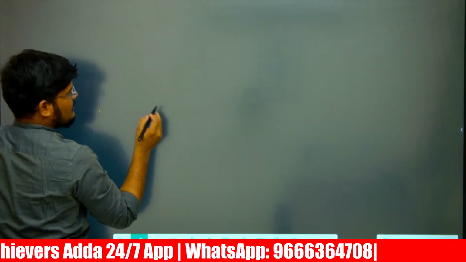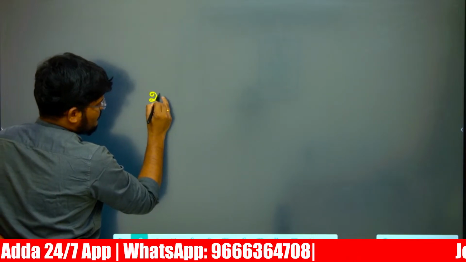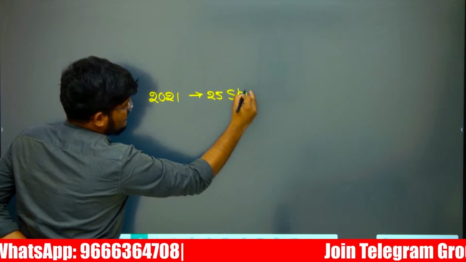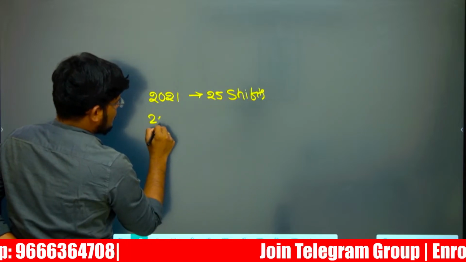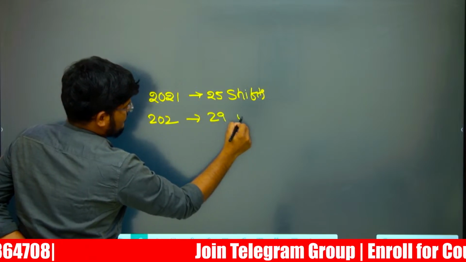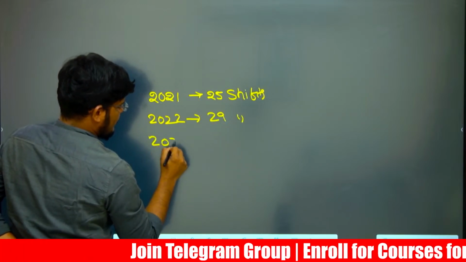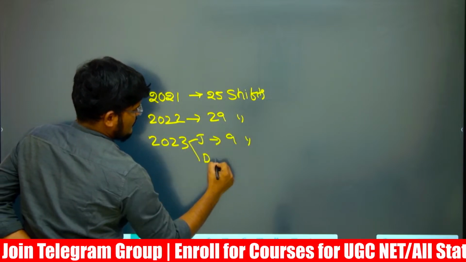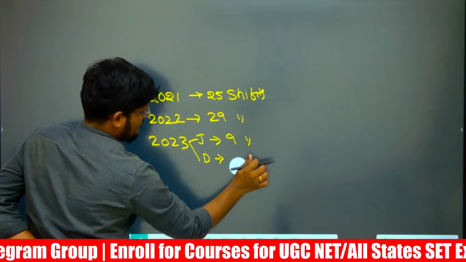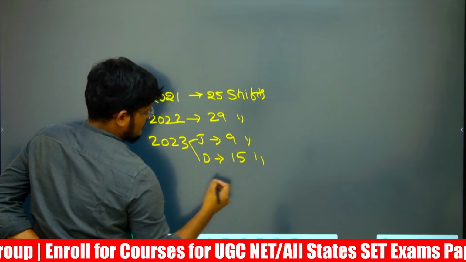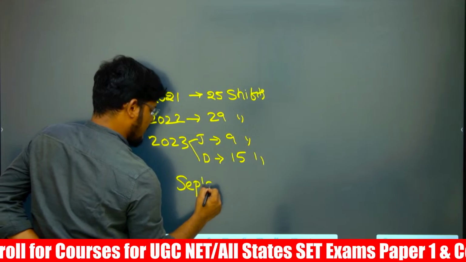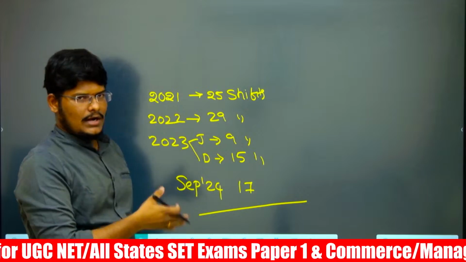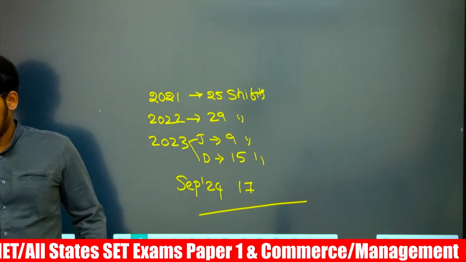For paper 1, I would request you to do the previous year questions from 2021. There are 25 question papers in 2021, and in 2022 there are 29 papers. Then 2023 June and December: in June there are 9 papers, in December there are 15 papers. And in the recent September 2024 examination, there are 17 papers. So cover this many papers, altogether 95.